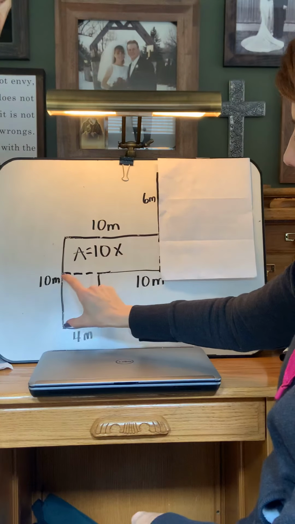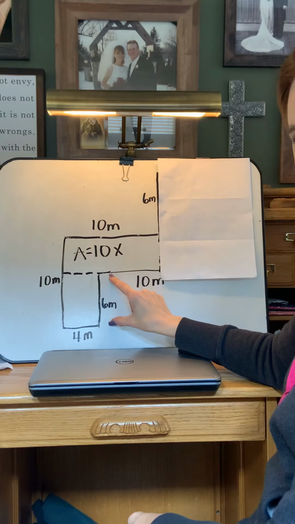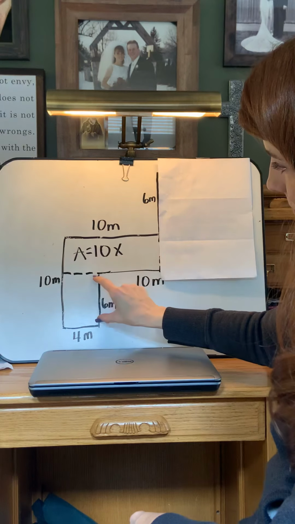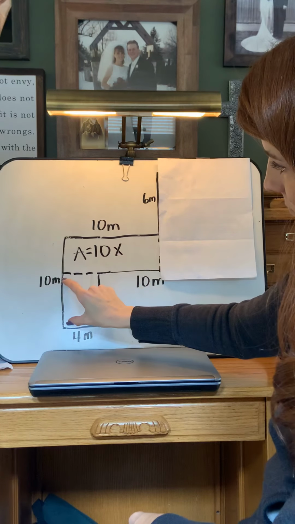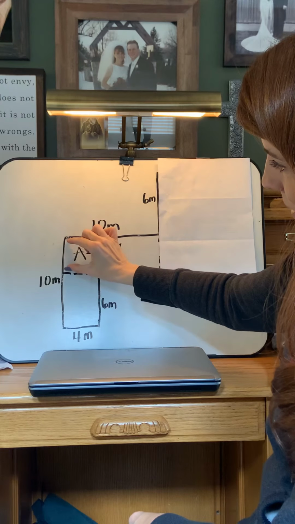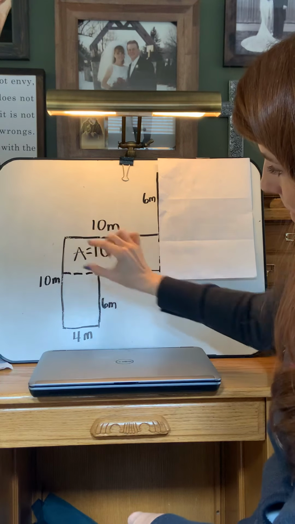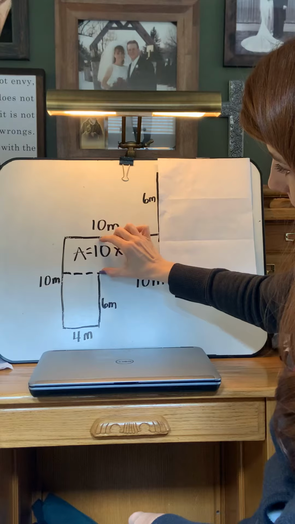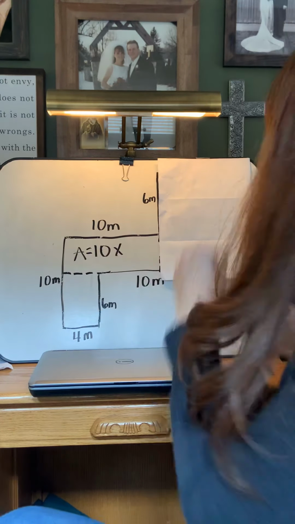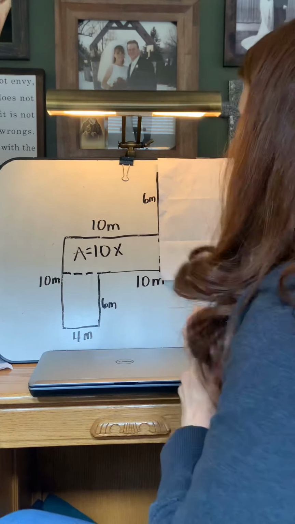Well, let's see. From here to here is 6, right? Can you see that? 6. Okay. Then what would here to here be? 6 plus what is going to equal 10? It's actually that easy. Okay.